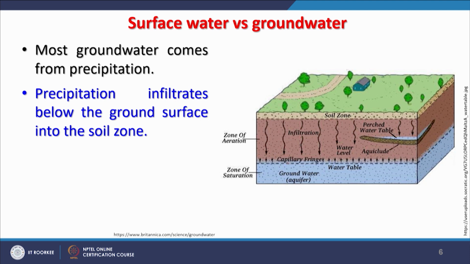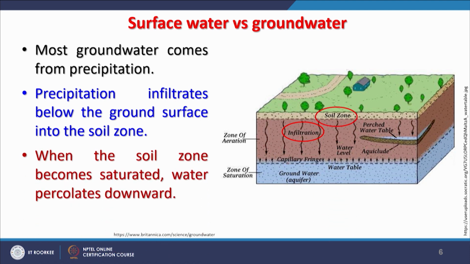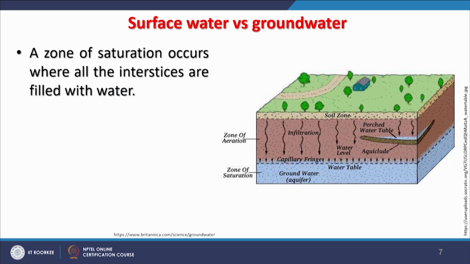The precipitation infiltrates, as we know, below the ground surface into the soil zone first, and later on, as you can see here, the infiltration occurs in the soil part, and then it might move further, percolate down, and become the saturated part in subsurface conditions. That part below is called groundwater, and the margin between the unsaturated and saturated zones we call the water table. We will also discuss that a little later.